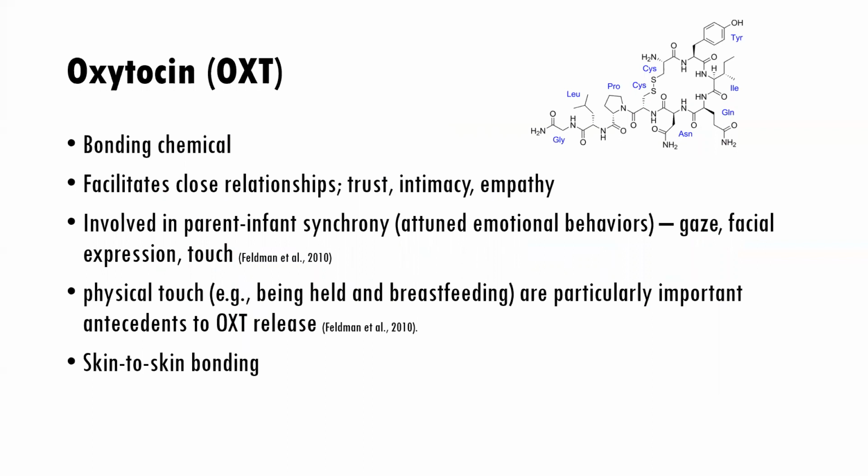One of the other things that's interesting is oxytocin. Now let's quickly give an overview of oxytocin since we haven't talked about it yet. You may be very familiar, you may not. Oxytocin is a bonding chemical. It facilitates close relationships, trust, intimacy, empathy. It's involved in parent-infant synchrony, attuned emotional behaviors, such as gaze, facial expression, and touch. It's also involved in physical touch, and physical touch is actually an important antecedent to its release. Being held and breastfeeding are particularly important antecedents. So that's why when a new child is born these days, skin-to-skin bonding is really promoted within hospitals, for example, in birth centers.